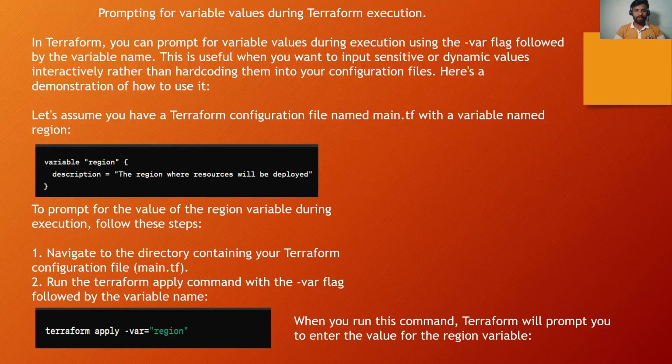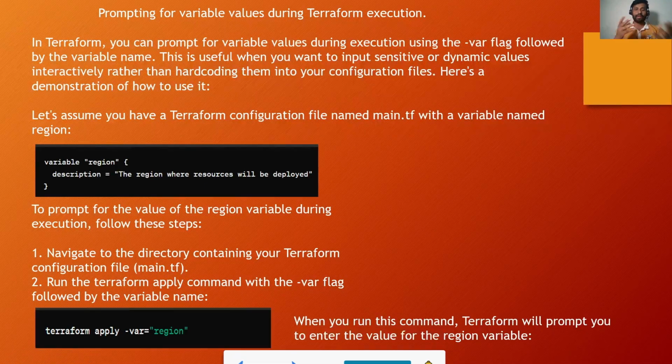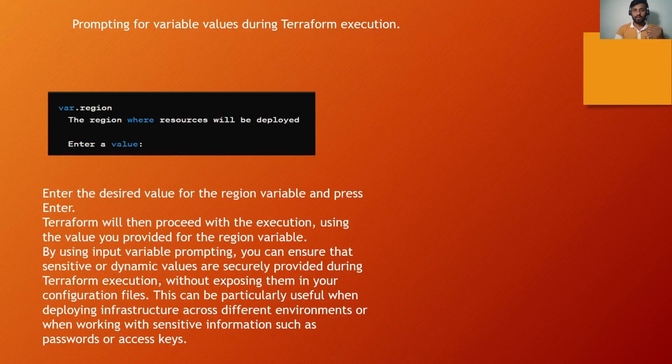Navigate to the directory containing your Terraform configuration file main.tf. Run the Terraform apply command with the -var flag followed by the variable name. This is how you can run it: terraform apply -var region. When you run this command, Terraform will prompt you to enter the location in which you want to deploy your resources. That location will be applied there. So here I have given the same.